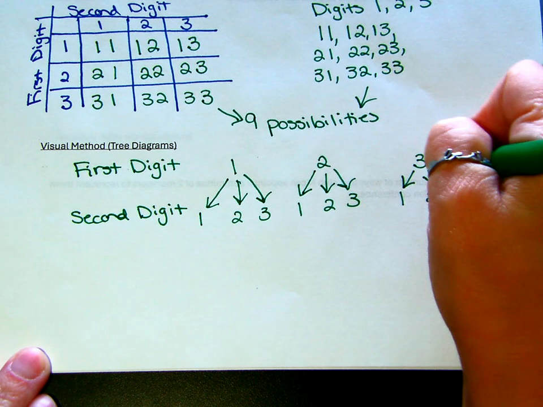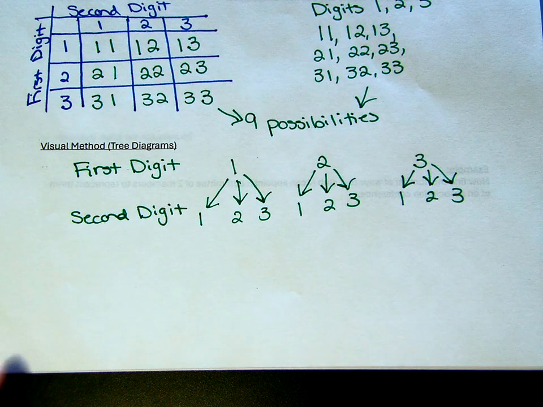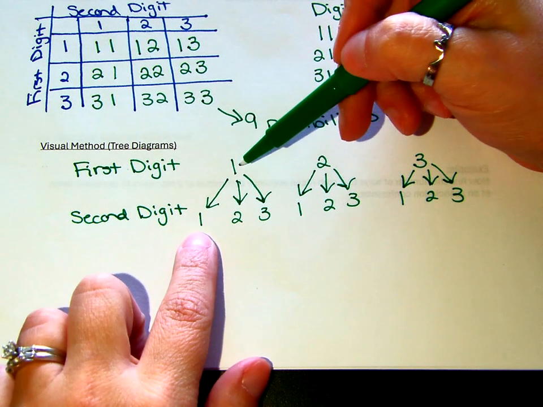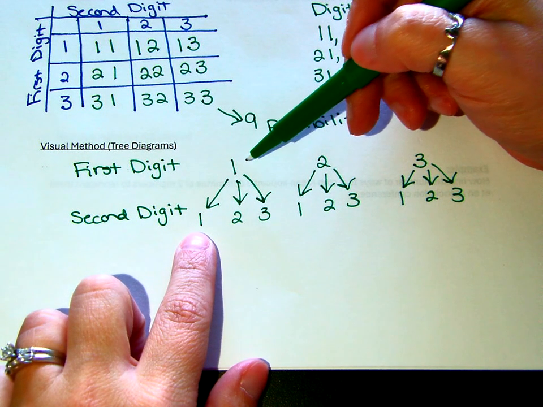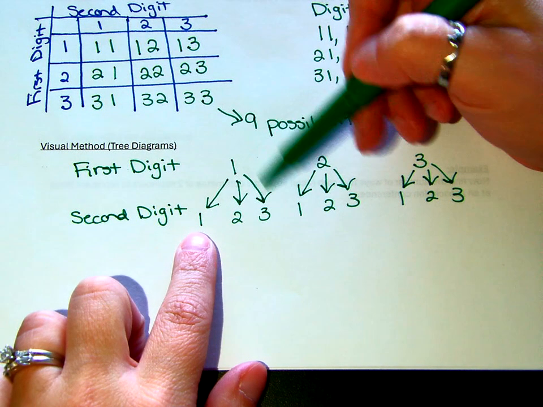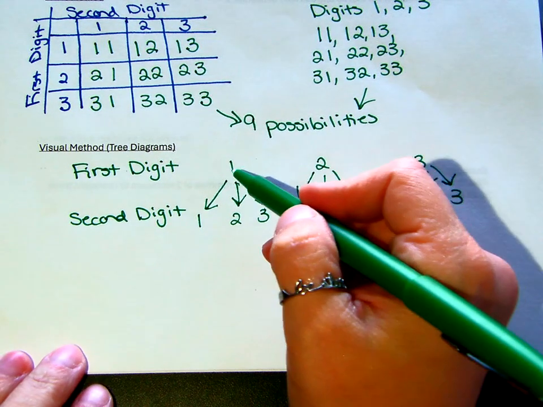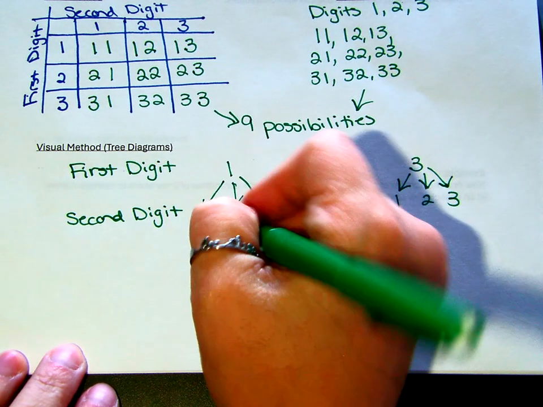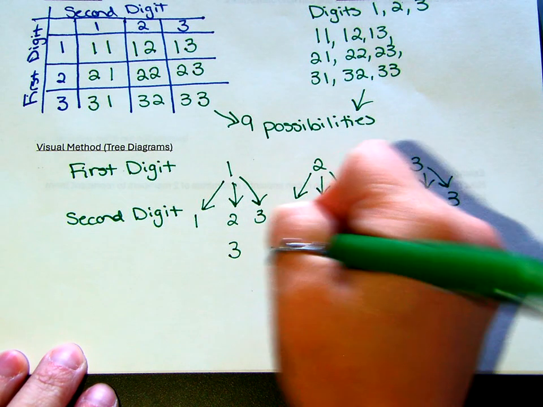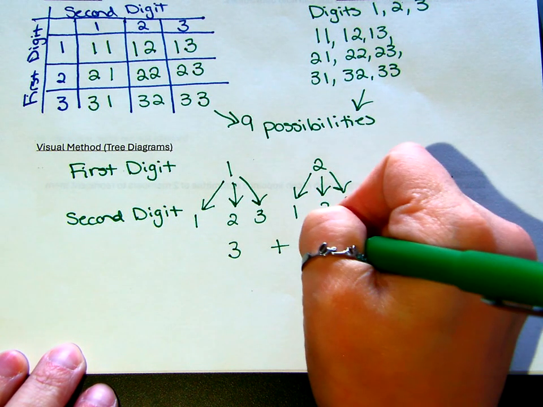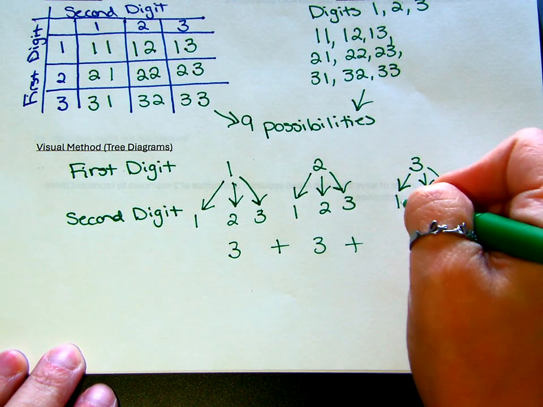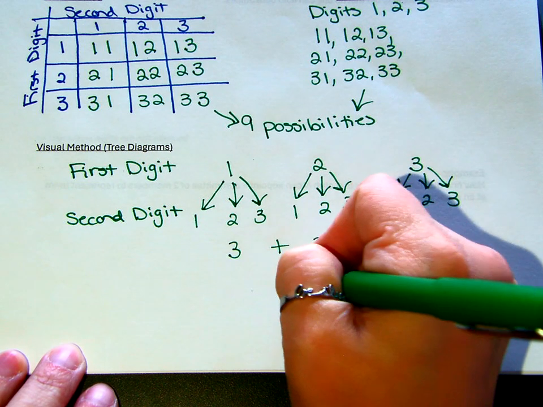And from this visual, we could come up with the same numbers we have in our table or in our list. Because if 1's our first and 1's our second, we have the number 11, then 12, then 13, and so on and so forth. Notice if 1 is our starting digit, we have 3 possibilities. If 2 is our starting, we have 3 possibilities. If 3 is our starting, we still have 3 possibilities for a total of 9 possibilities.